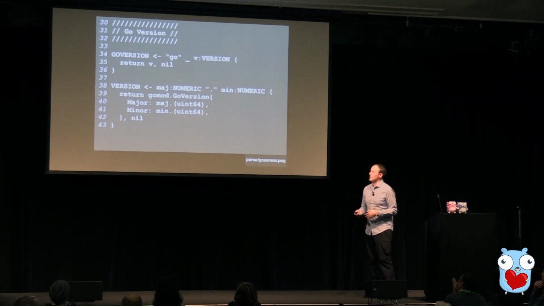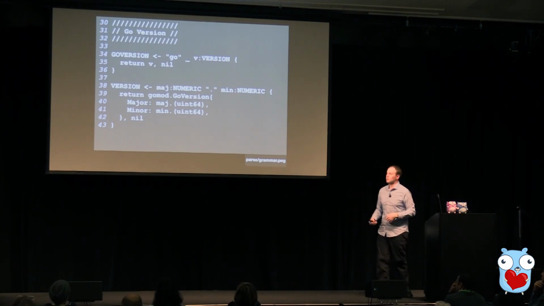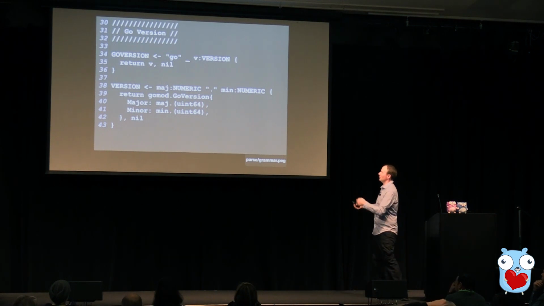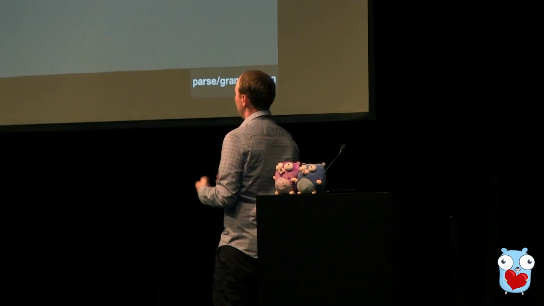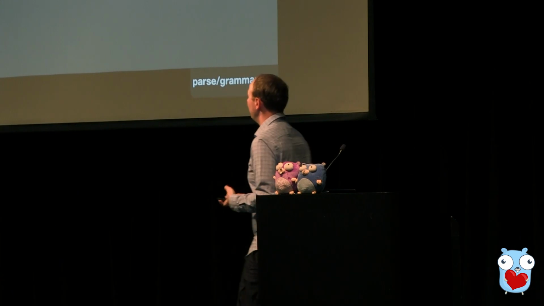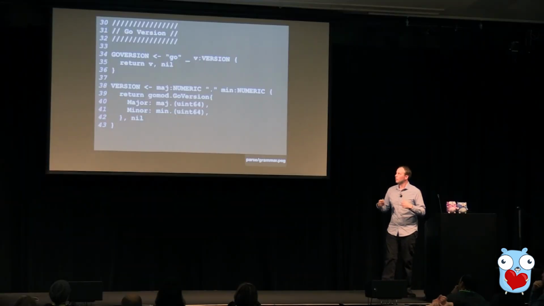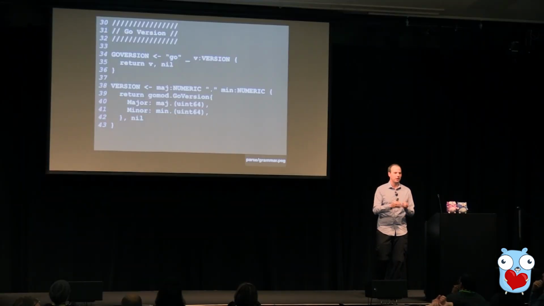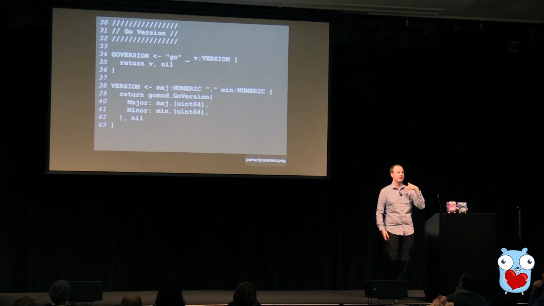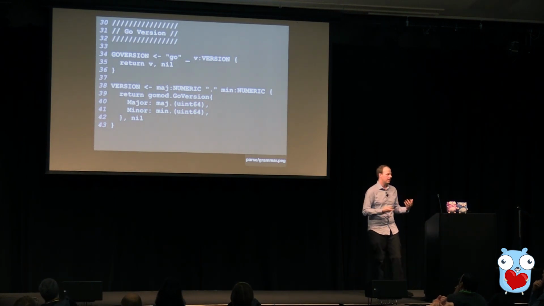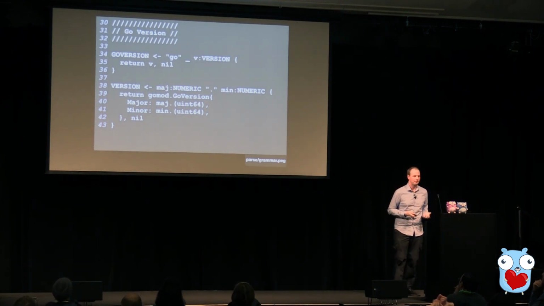The other bit we need is a Go version, which is the keyword Go, followed by the version rule. And a version is a few numerics separated by a period. At each stage, we're just returning a little bit of string or a little bit of struct, so that way the next stage higher can combine those things into a more cohesive whole.